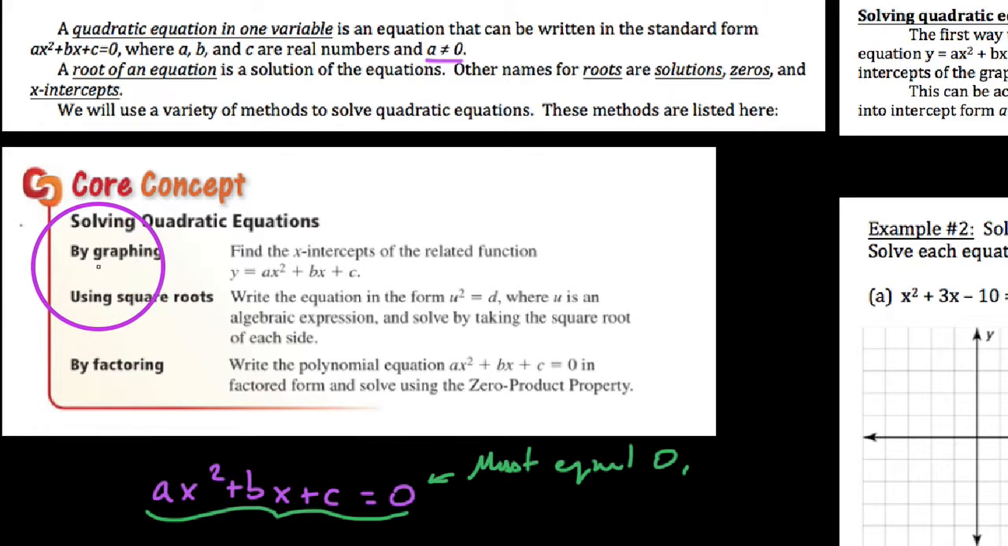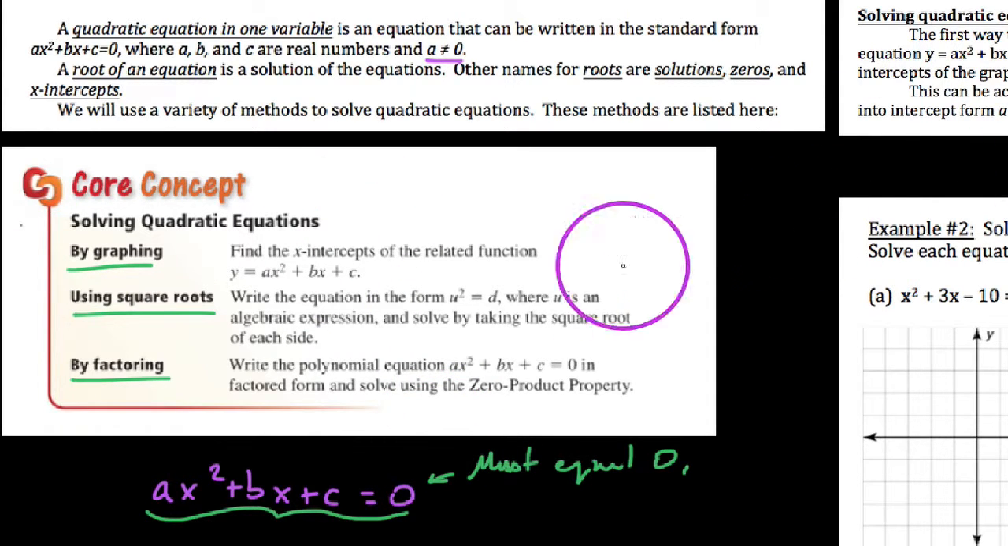That's kind of a big deal because there are three methods that we're going to explore for solving quadratic equations. One is by graphing, the other one is using square roots, and last but not least by factoring. In two of these, we'll always consider this equation to be equal to 0. In this video, we're going to look at how we solve a quadratic equation by graphing. Looking at our little chart over here, it says find the x-intercepts of the related function y equals ax squared plus bx plus c.